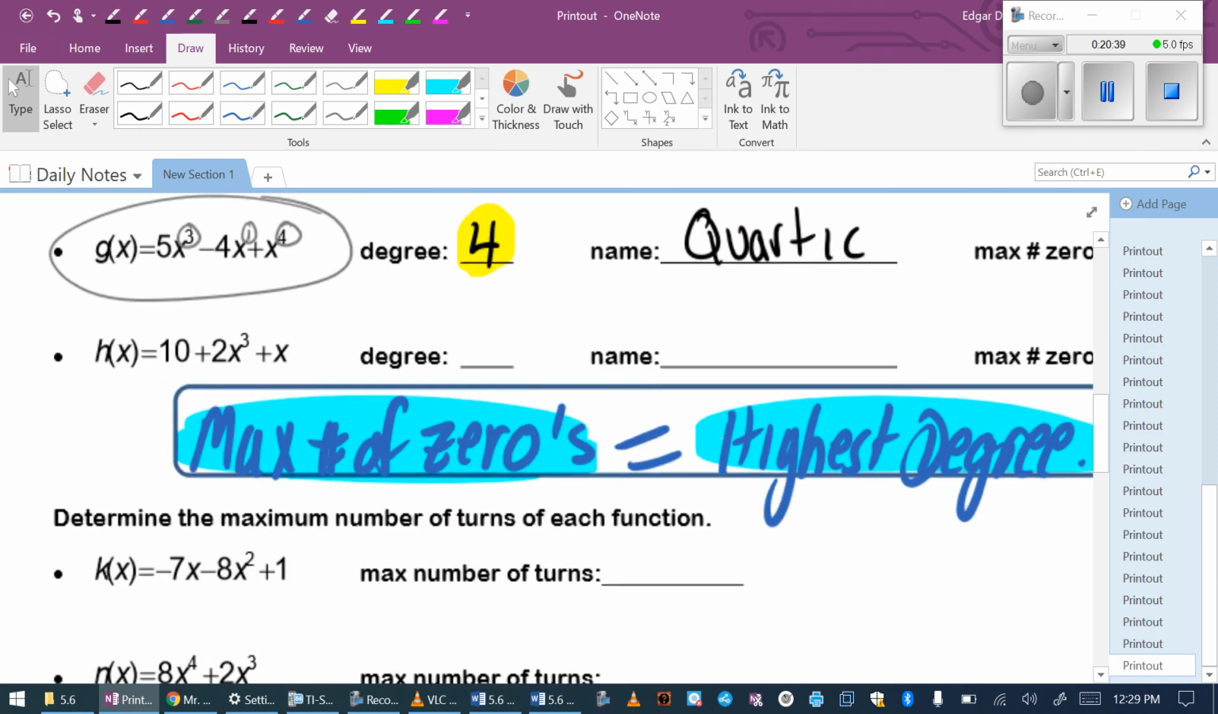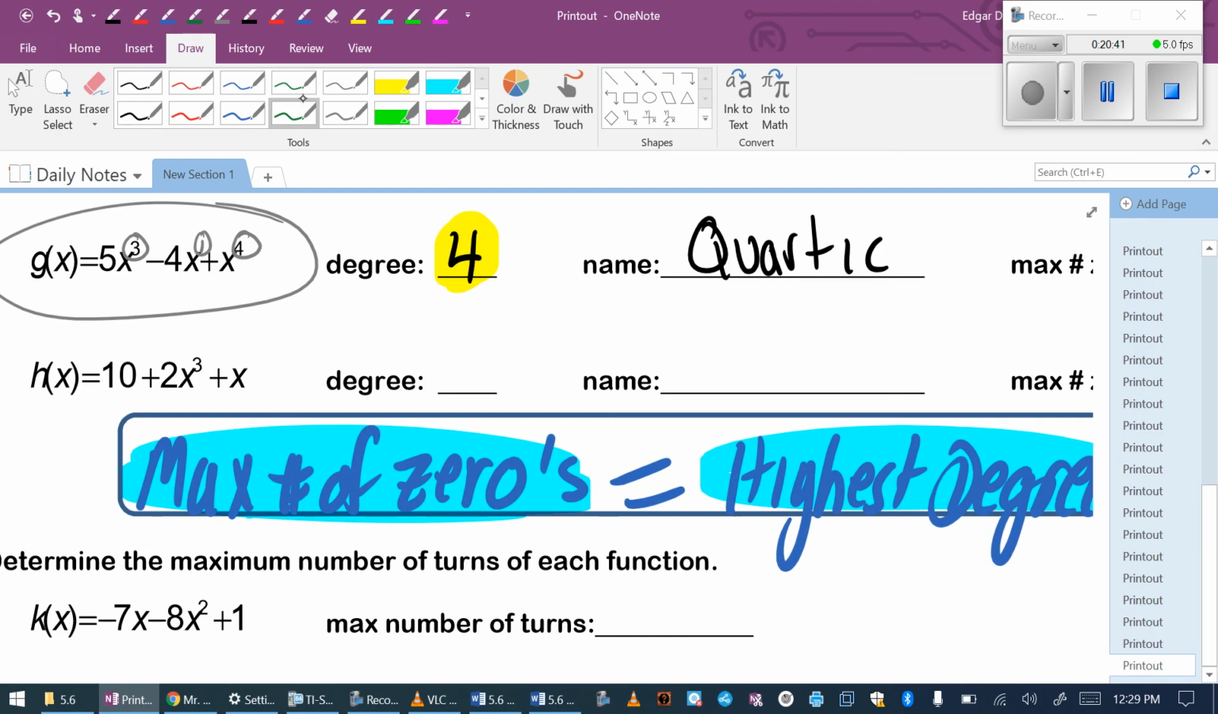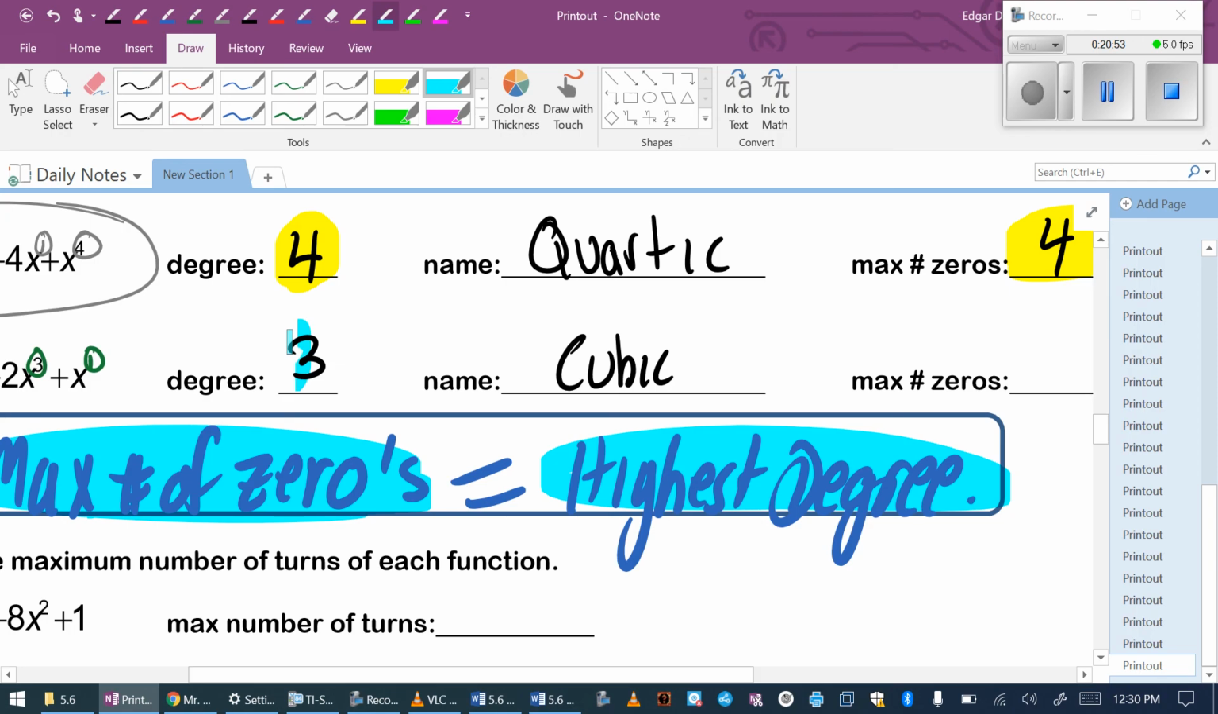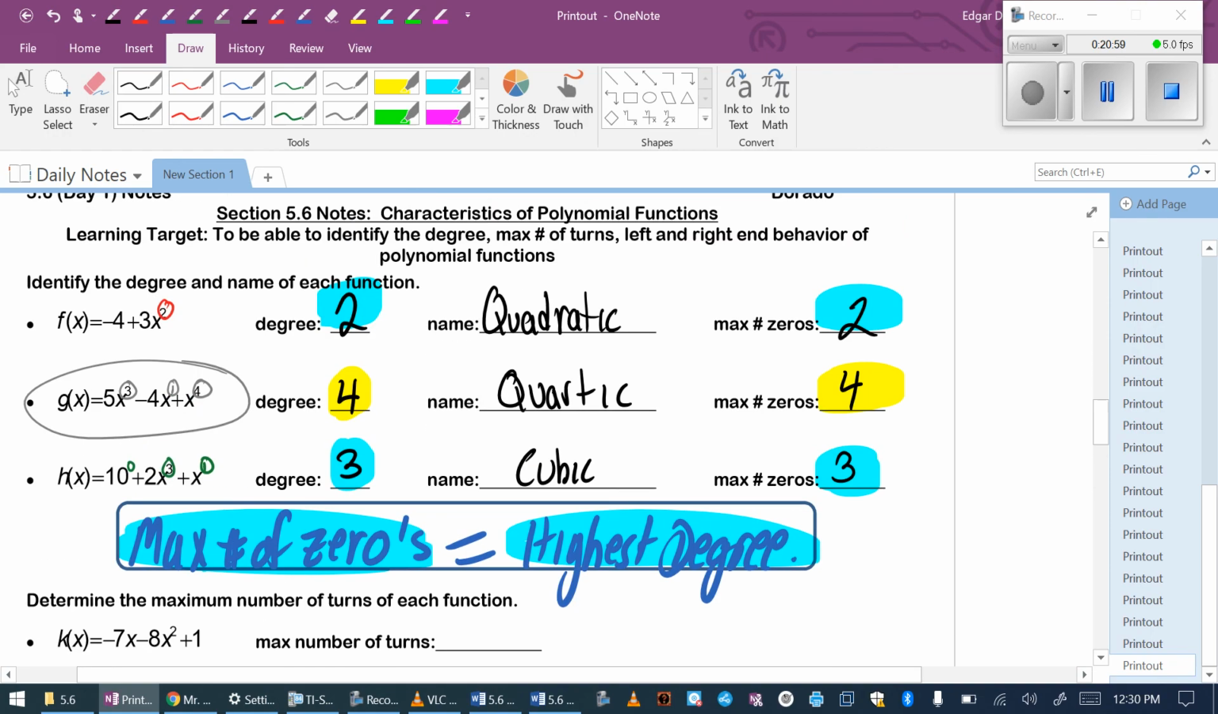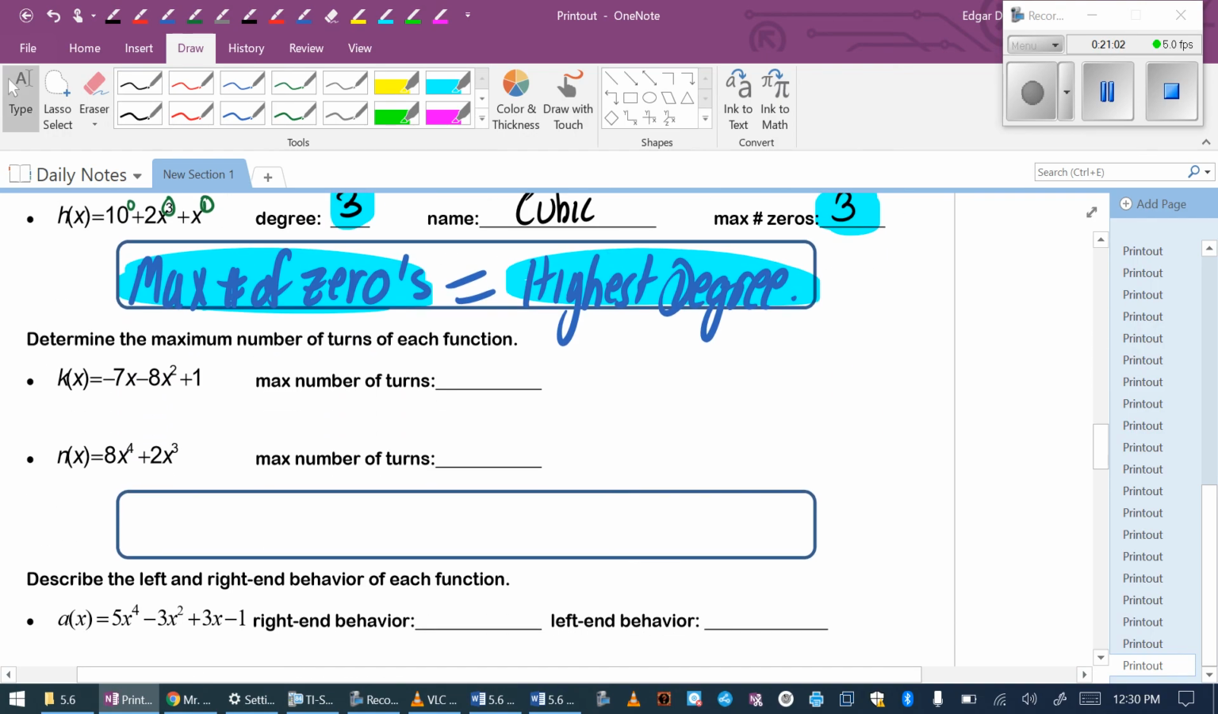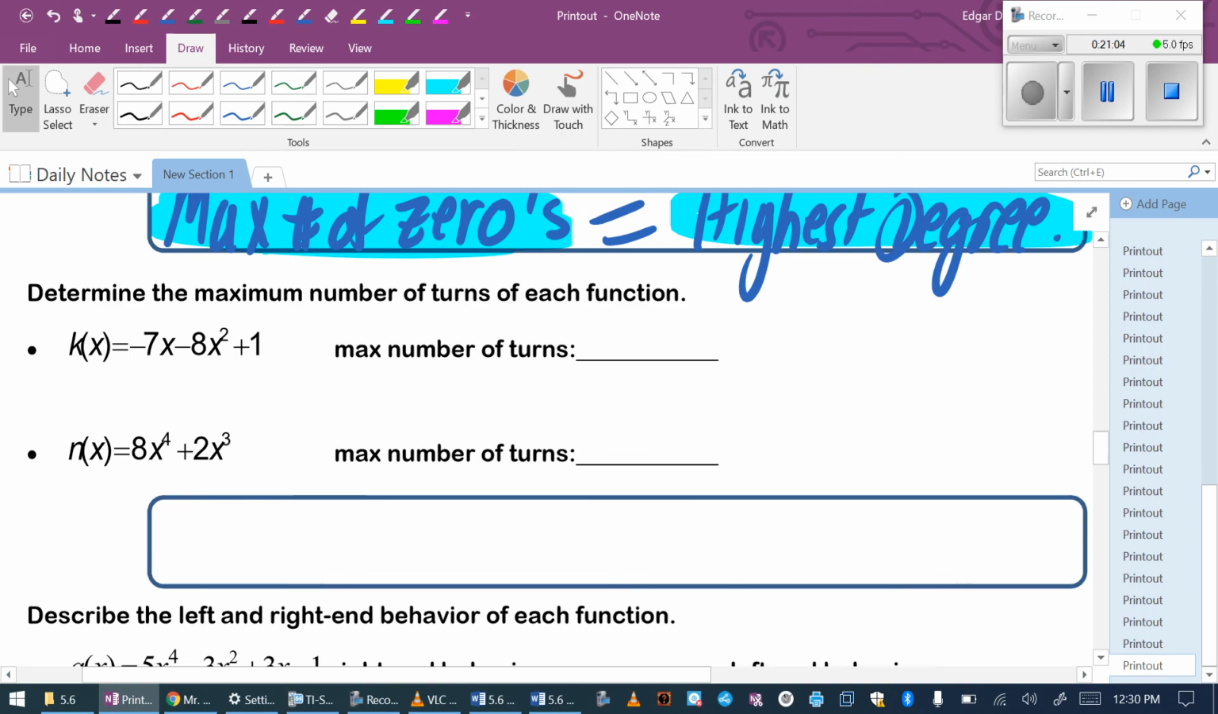Okay, and the very last one. This doesn't have an exponent, so nothing here. That's 0. That's a highest exponent of 3, and that's a highest exponent of 1, so highest degree was 3. That is a cubic function, and as I just said, guys, highest degree is always equal to the maximum number of zeros. Okay, so we're all done with that portion. Next one. Determine the maximum number of terms for each function.